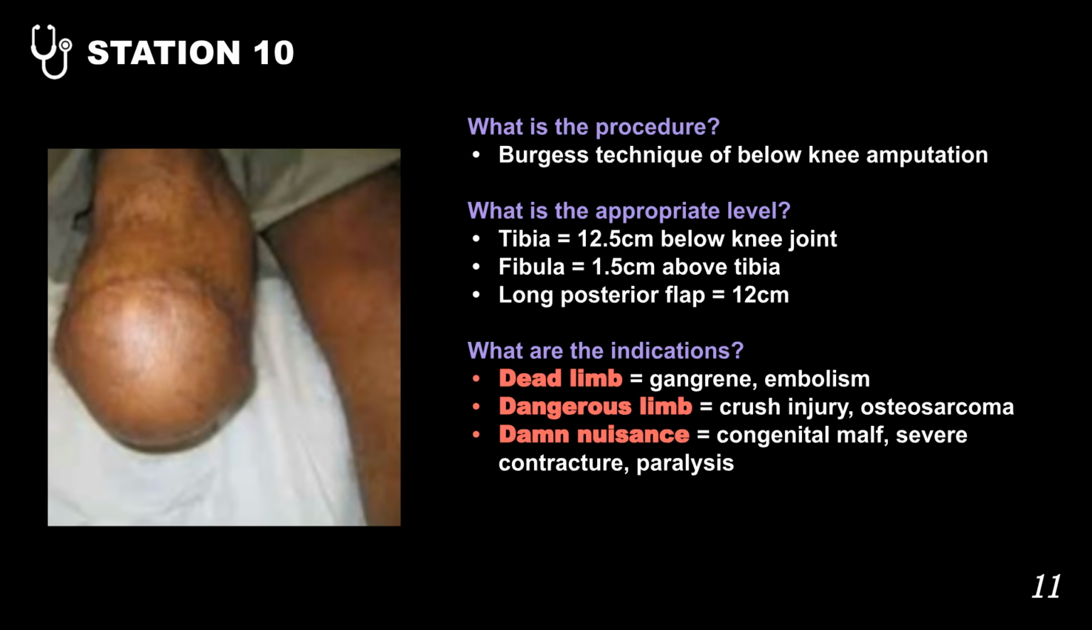A dead limb, such as one affected by gangrene or embolism. A dangerous limb, as seen in crush injuries or aggressive tumors like osteosarcoma. And a damn nuisance: severe deformities, paralysis, or contractures that drastically reduce quality of life. Examiners love memorable frameworks like this, and that brings us to the end of today's high-yield surgical OSCE review.